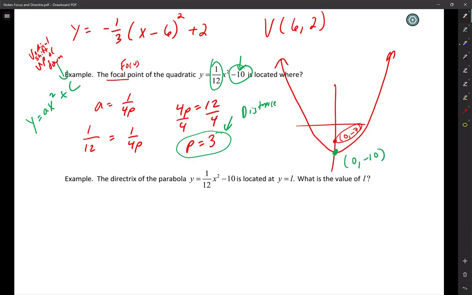Now, the next example, don't worry, it's the last one. Are we okay so far or no, Mata? The last example, it wants to know where L is located at. What does L stand for? The directrix. I know the directrix is down here in blue. Where is that line? It's 3 down from the vertex. Perfect. So where is that at then? Negative 13. Do you see how we did it?